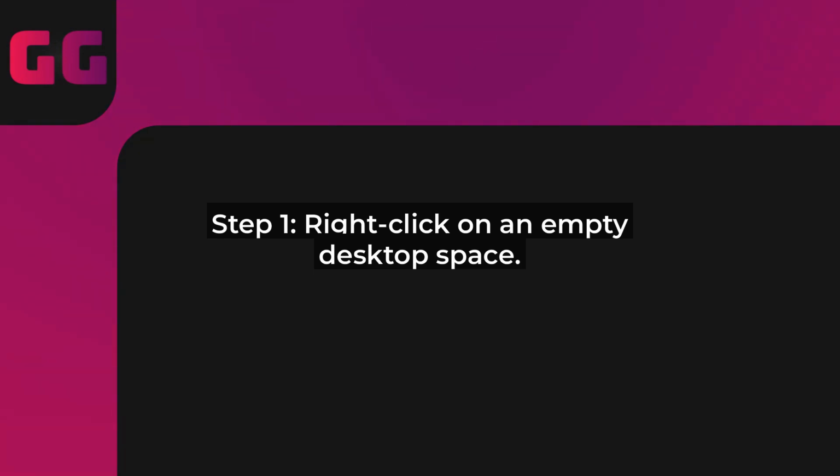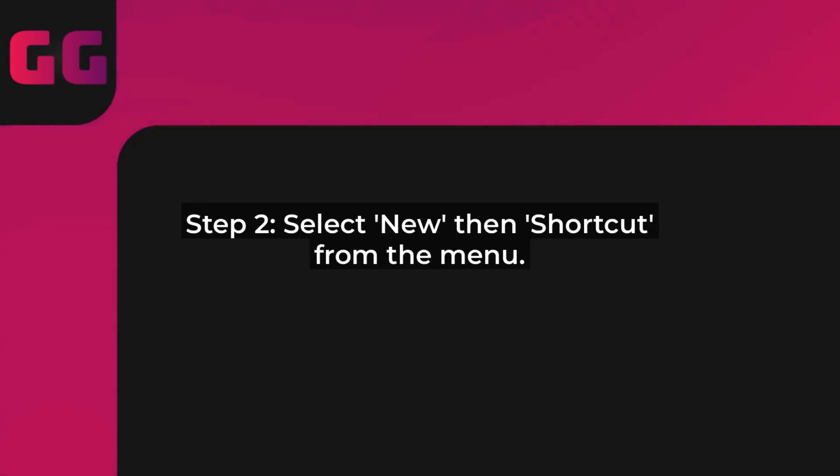Step 1. Right-click on an empty space on your desktop. This brings up a context menu with various options. Go ahead and select New from the list, then choose Shortcut. This will open a dialog box where you can create a new shortcut.